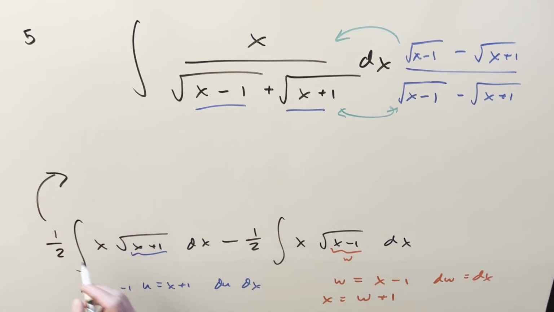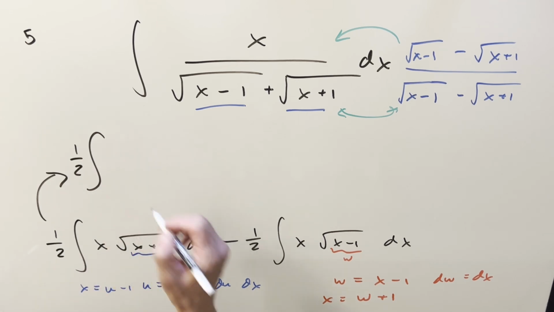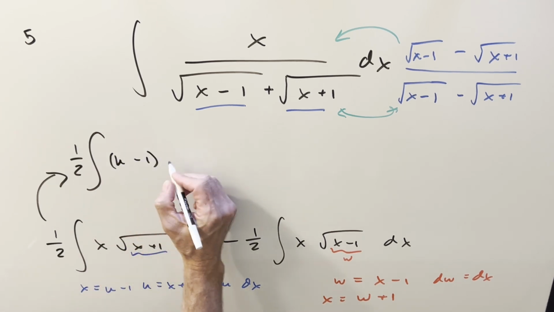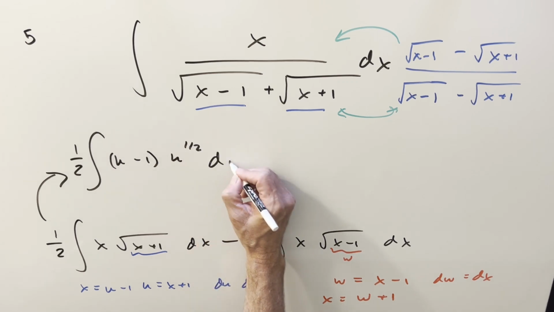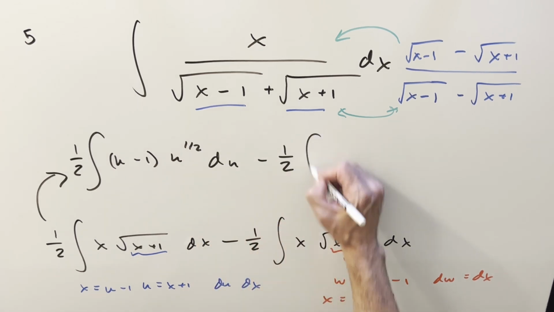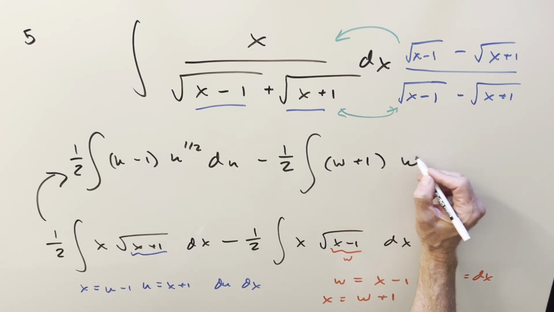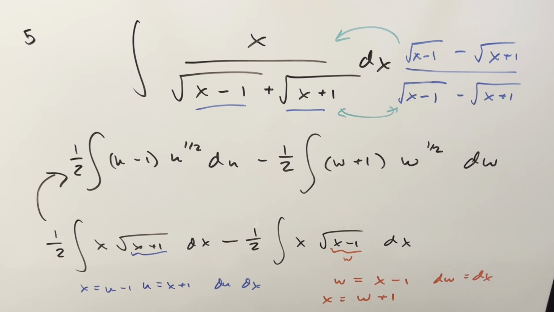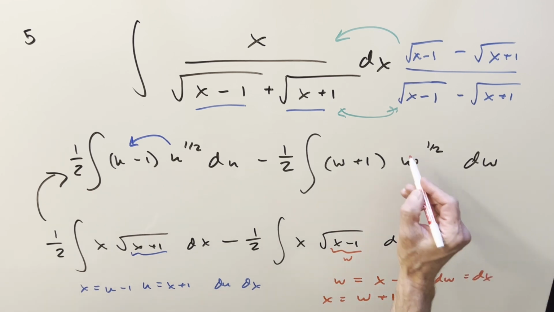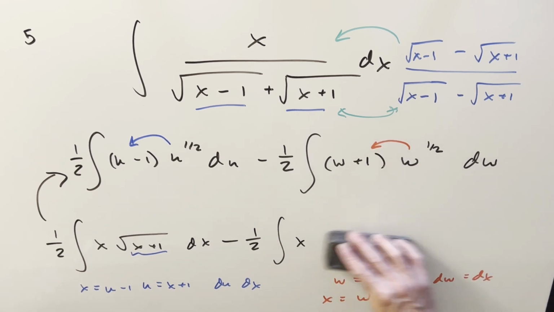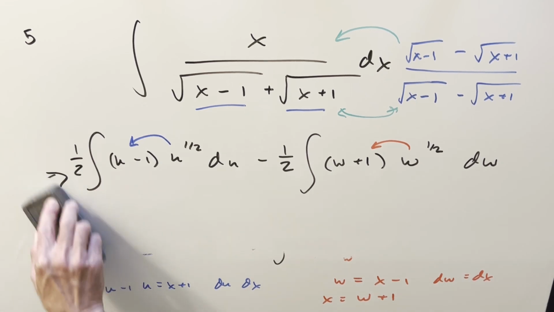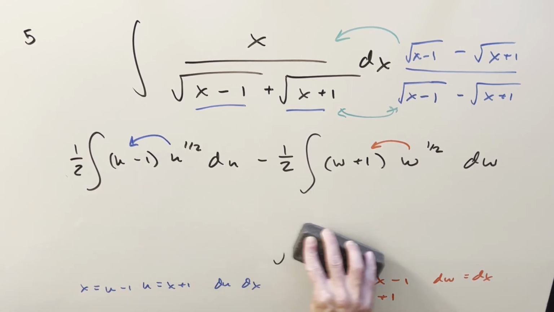So substituting up this way, we're going to have 1/2. So our x value, that's going to become u minus 1 times u to the 1/2 du. This other one is going to work really similar. x is going to be w plus 1. We have w to the 1/2 over here, dw. And so now all we need to do is distribute in order that we have power rule on both these. Let's see, maybe we can do it on the fly. I guess I'm kind of rushing a little bit today. Sorry if I lost somebody, but I'll try to make it clear.